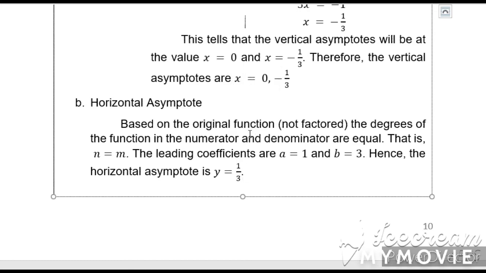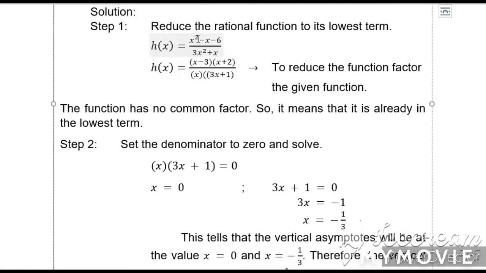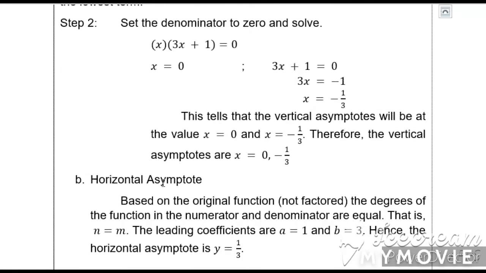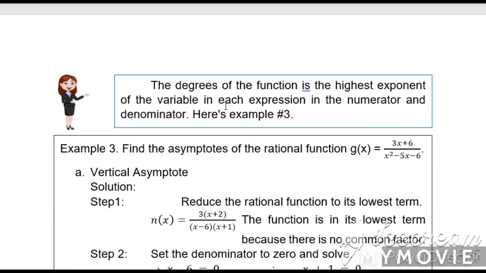Again, they have the same exponent for numerator and denominator. As you can see, our numerator has the highest exponent 2, and the denominator, the highest exponent is 2. They are equal. So this is case B, the second case, you just copy the numerical coefficients of x, that is 1 over the denominator, which is 3. Then reduce to the lowest term. Since 1/3 is already in the lowest term, that is automatically our horizontal asymptote. The degree of the function is the highest exponent of the variable in each expression in the numerator and denominator.